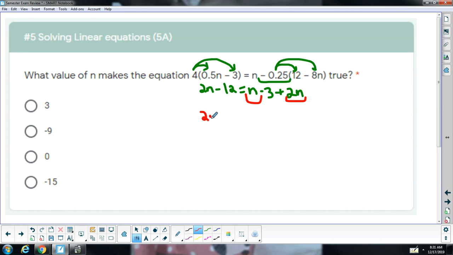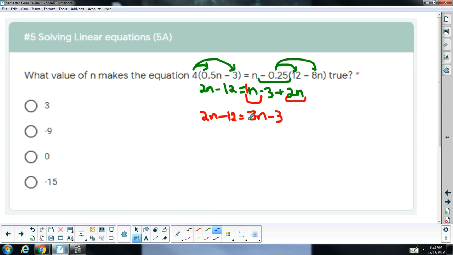So I have 2n minus 12 equals, and then n plus 2n. Remember, there's really a 1 there. So we get 3n. And then we bring down -3. I'm so sorry, my handwriting is so bad. I'm using my mouse to write. It's difficult.